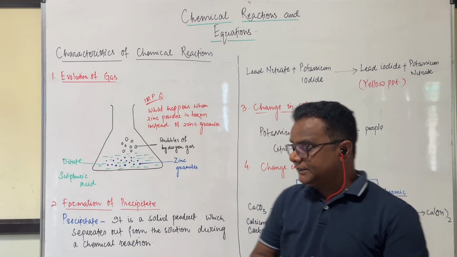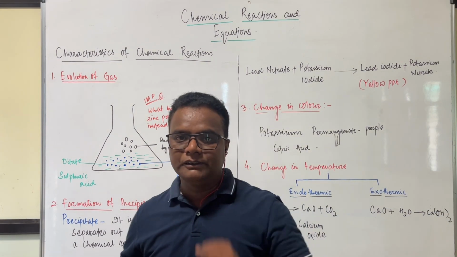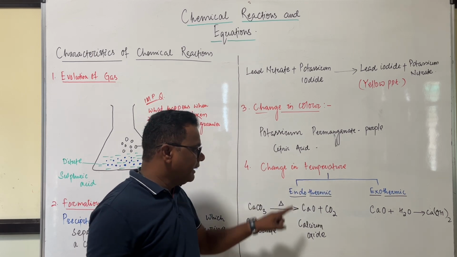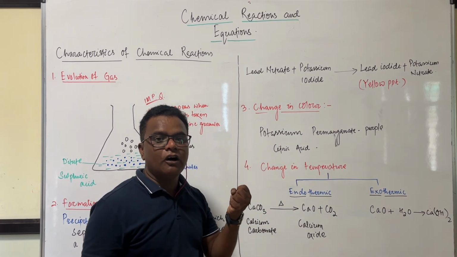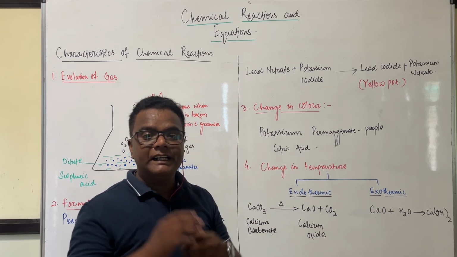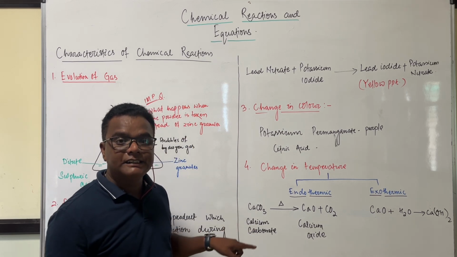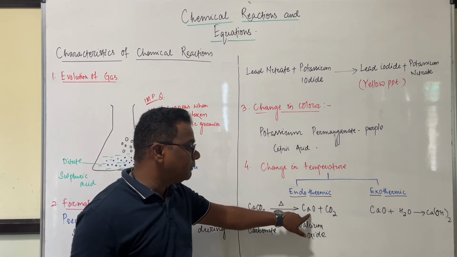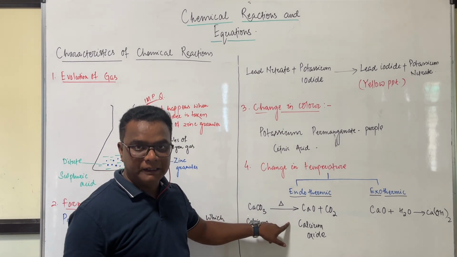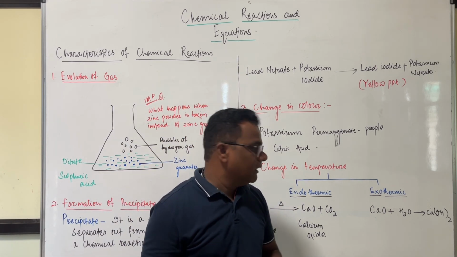Next characteristic is change in temperature. In change in temperature, there are two types of reactions. One is endothermic reactions, another one is exothermic reaction. Endo means to absorb, therm means temperature. Those chemical reactions where heat energy is absorbed, that is called endothermic reactions. Example, when calcium carbonate is heated to form calcium oxide and carbon dioxide, and this particular chemical reaction is characterized by change in temperature. And exothermic means those reactions where heat energy is released.